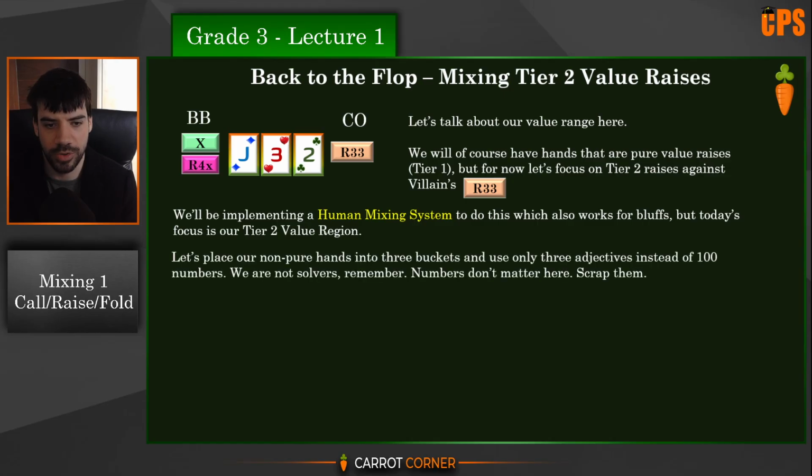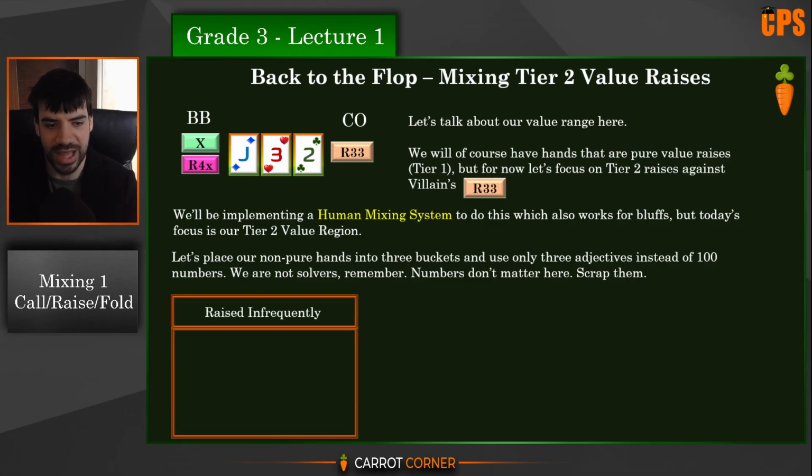Let's place our non-pure raises into 3 buckets, and we'll focus on our top pair type stuff today when we're doing this. And use only 3 adjectives instead of 100 numbers. It's much more simple. We're humans, we're not solvers. Numbers don't matter, let's scrap them. We can have hands that are raised infrequently, and that can mean whatever, 20%, 15%, 30%. It doesn't really matter. There's no magical poker god in the sky handing down money to you if you hit the right frequency that the solver was doing. The solver's not going to come to your house and congratulate you for having a 42% raise frequency. Nothing good will happen by getting the frequency right.